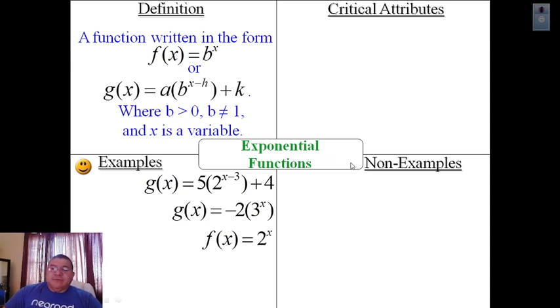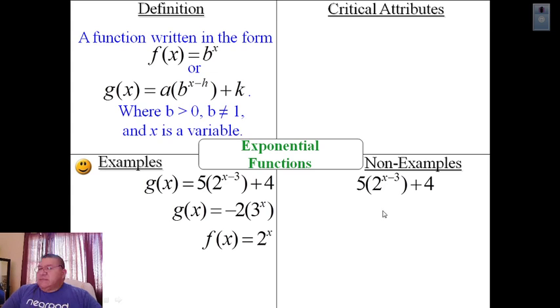Alright, so non-examples. Now that we know what exponential functions look like, let's look at non-examples. I'm given 5 parentheses 2 to the x minus 3 close parentheses plus 4. Before I move on, think about it. Why is this not an exponential function? I'm pretty sure you notice that it doesn't have a what? Equal to f of x or g of x, so therefore this is only a what? An expression. That is correct.